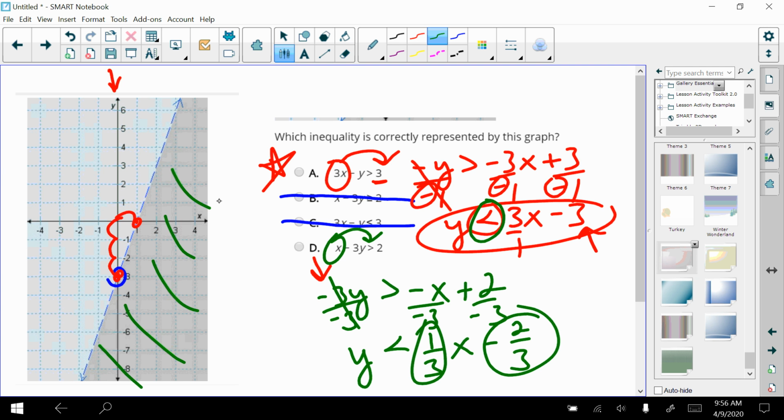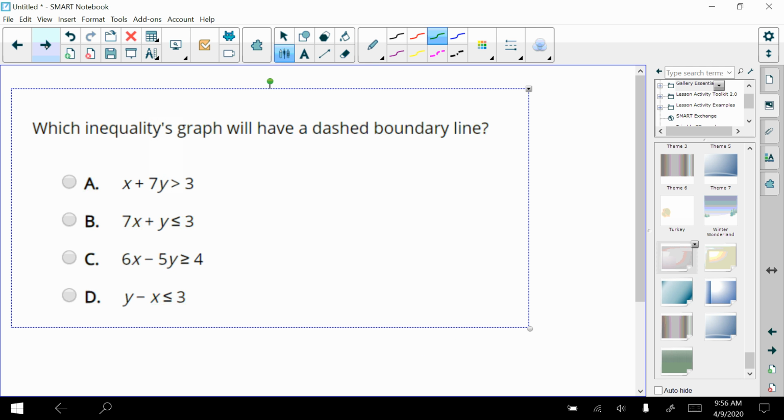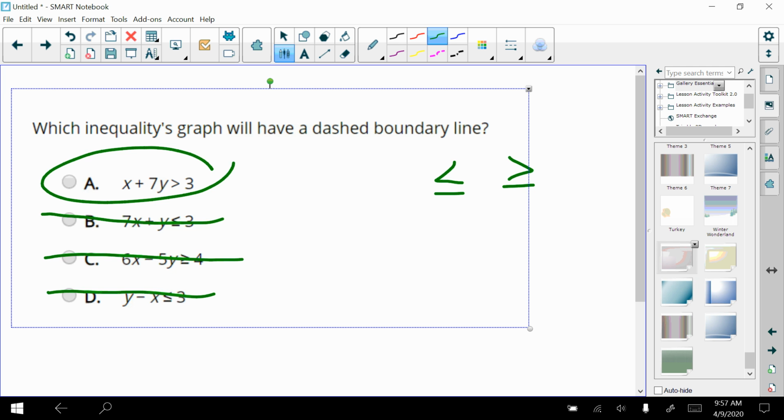But we can tell that D is absolutely not the correct answer because the slope doesn't match up and the y-intercept doesn't match up. Okay, next one. Which inequality will have a dashed boundary line? So anything that looks like this or that means it's solid, cross those out. A is the only choice we have.